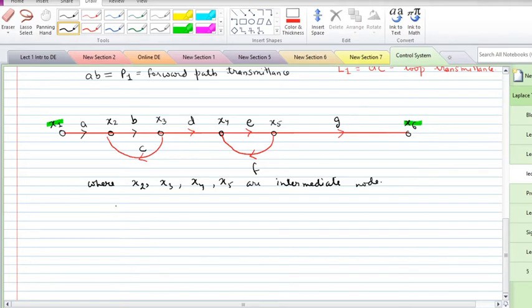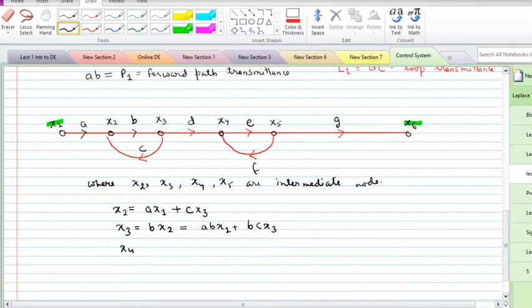So writing the equations for each node, X2 is equal to AX1 plus CX3. X3 is equal to BX2, or you can write it like this, ABX1 plus BCX3.